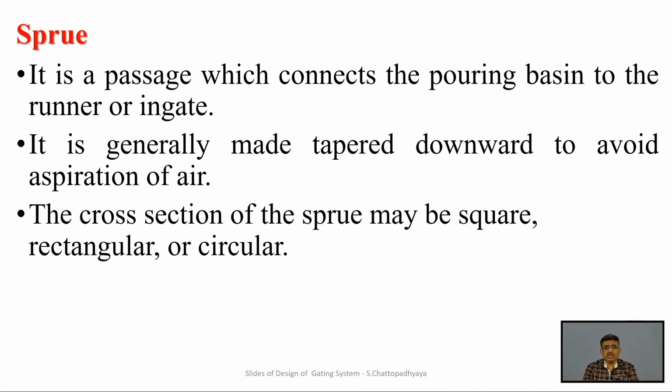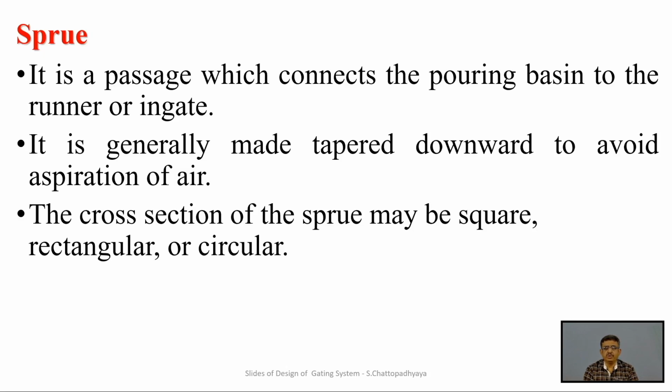Next is the sprue. It is a passage which connects the pouring basin to the runner or inlet, and it is cone shaped, slowly and steadily increasing the pressure of the flow. It is generally tapered down to avoid aspiration, which has a very detrimental effect in casting, so it must be prevented. The cross section of the sprue may be square, sometimes rectangular, or circular. Circular is popular, and it serves as the feeding channel. A round sprue has minimal surface area exposed. The more the surface area, the higher the possibility of solidification.